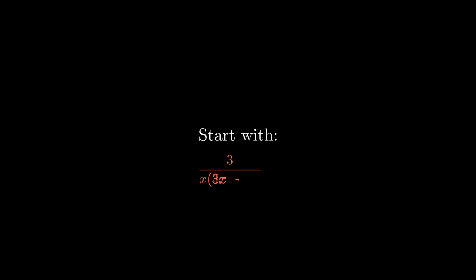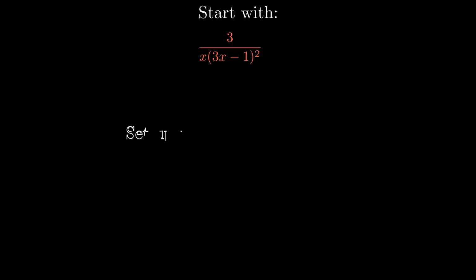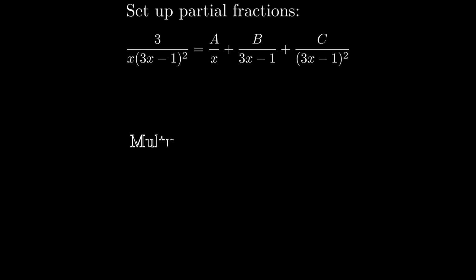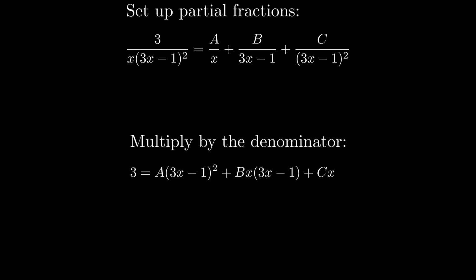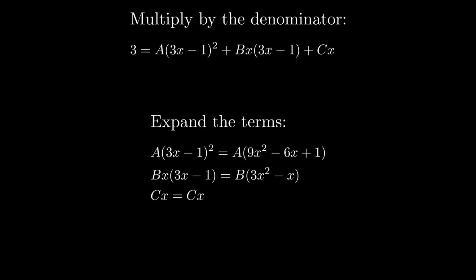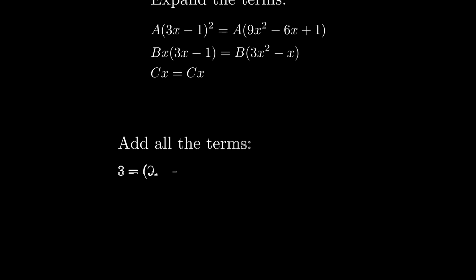We start with 3 over x times open bracket 3x minus 1 close bracket squared. We split it into 3 parts because of the repeated bracket. We multiply everything by the denominator to cancel the fractions. Now we expand each part on the right. We combine all the like terms, x squared, x, and constants.